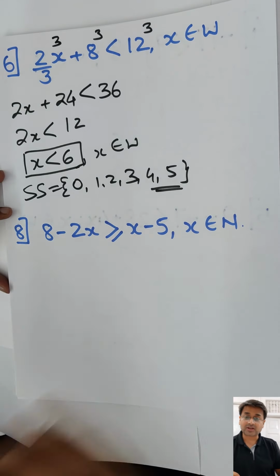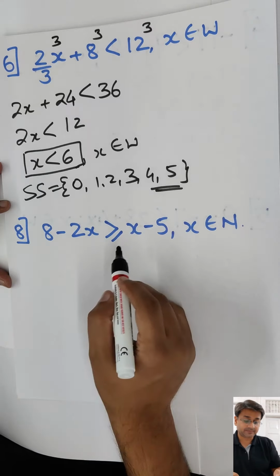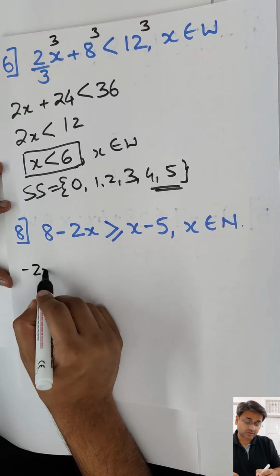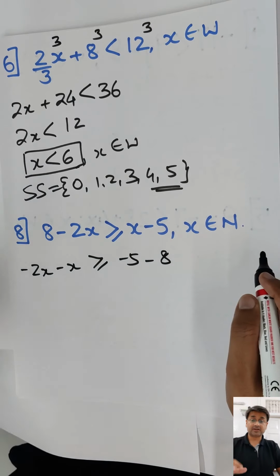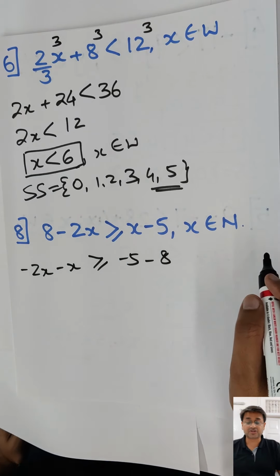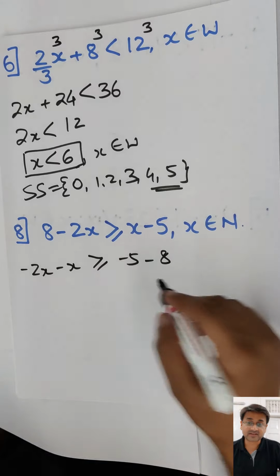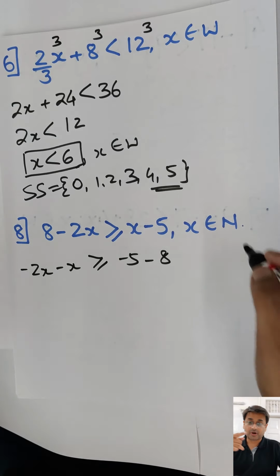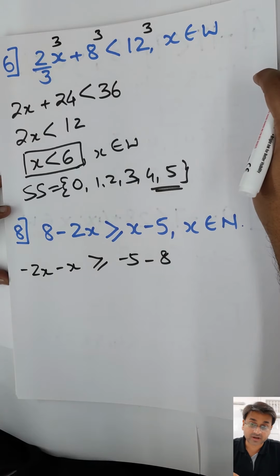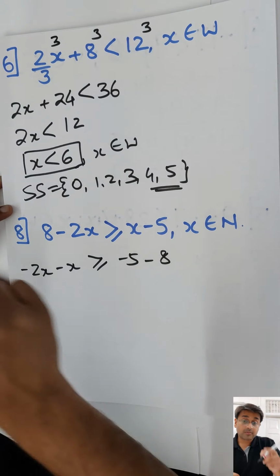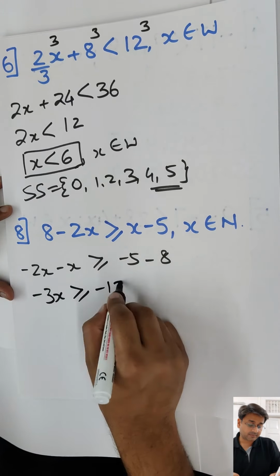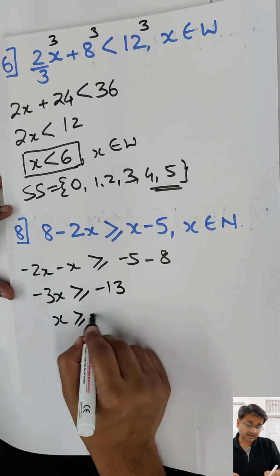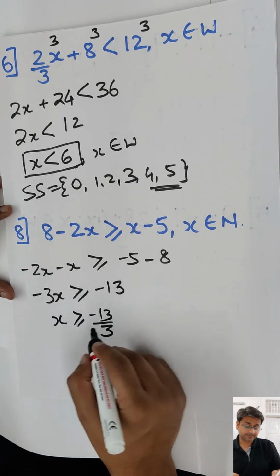Let's go on to the next one, sum number 8. Come on, hit it guys. Okay, so minus 2x minus x, minus 5 minus 8. Alright, this is the sum I can challenge. Most of you are going to go wrong. This is the sum I was talking about. So come on, all the best, try it and let's see if you go correct or if you do it wrong. Pause right now and try it. So minus 3x and minus 13. So x, minus 13 by 3.